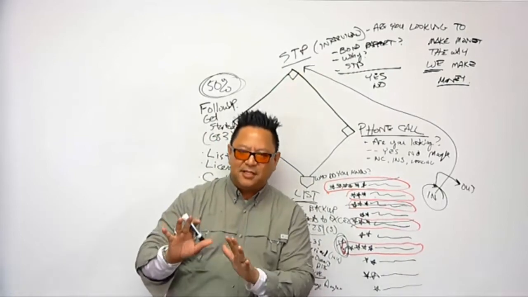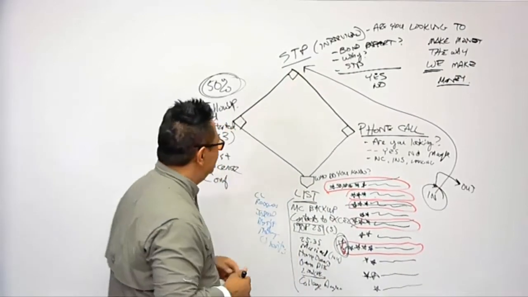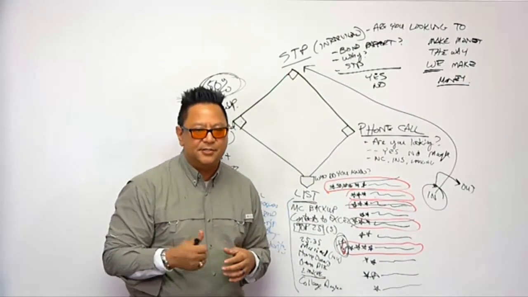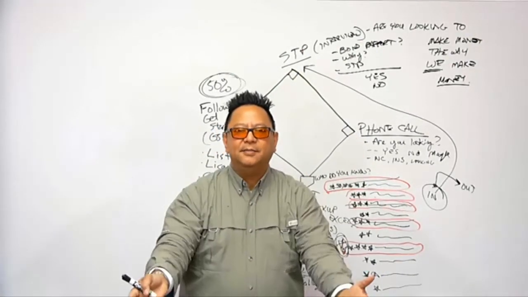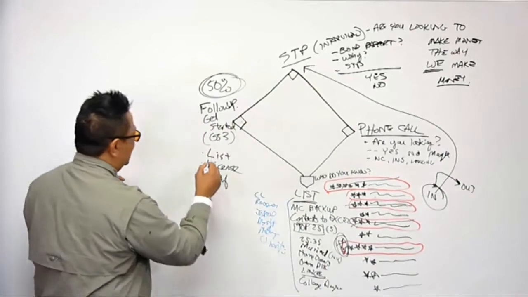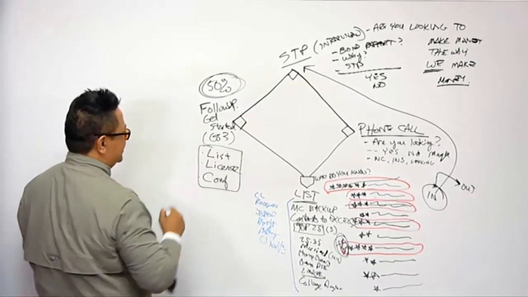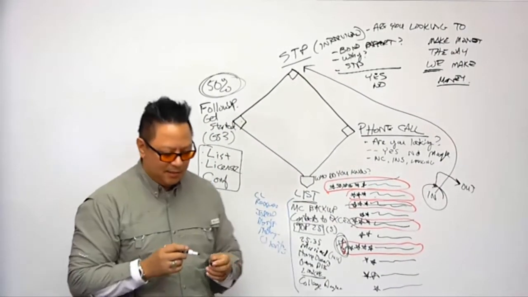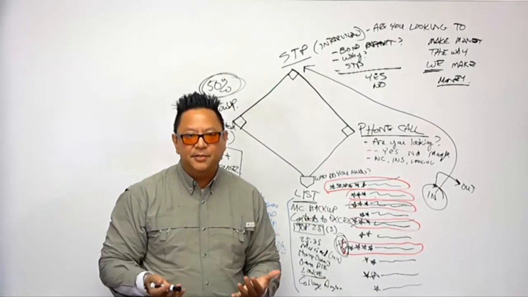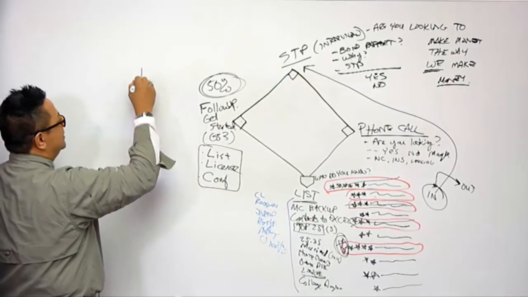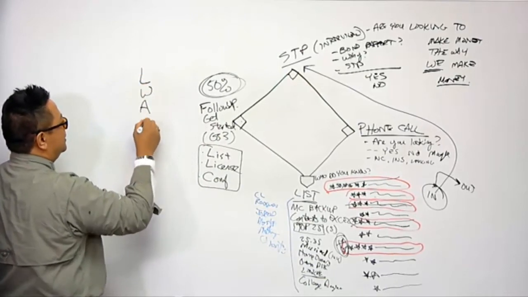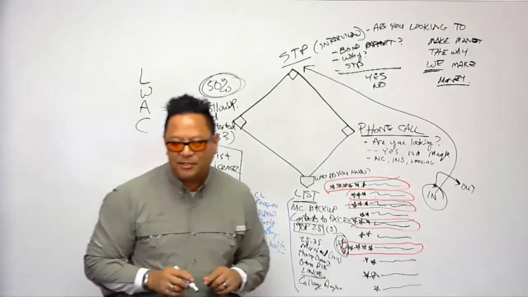So we've got this slick way. And this is the thing we used to teach in the Alliance all the time. Again, you always have to remember the end in mind. What is the end in mind? List, license, conference. All right? So how do you do that? Well, we have this thing called the LWAC. It's called the LWAC SWAC.